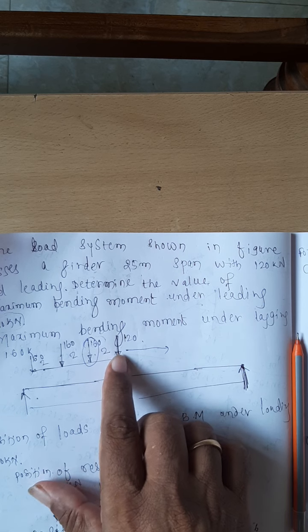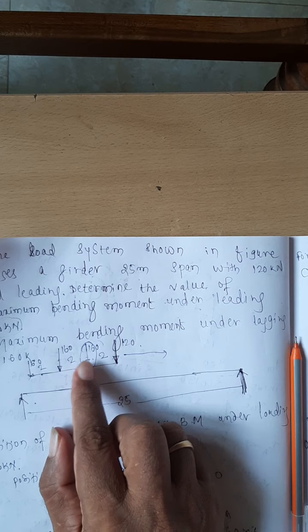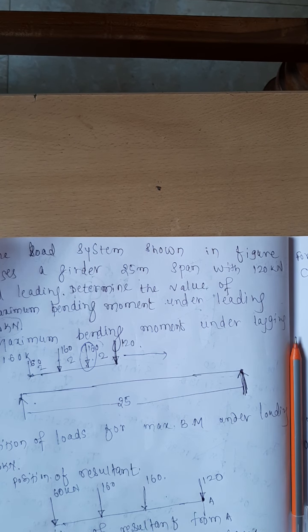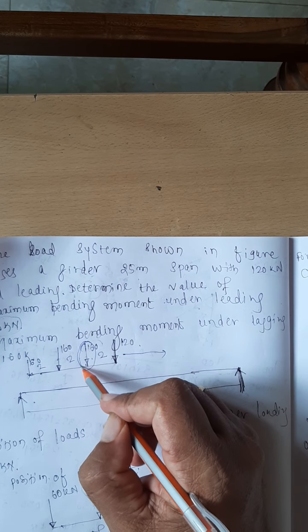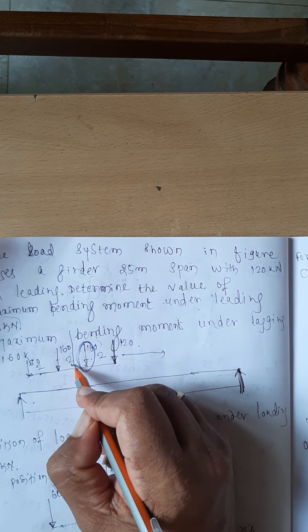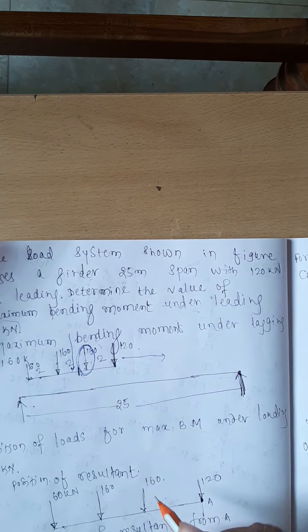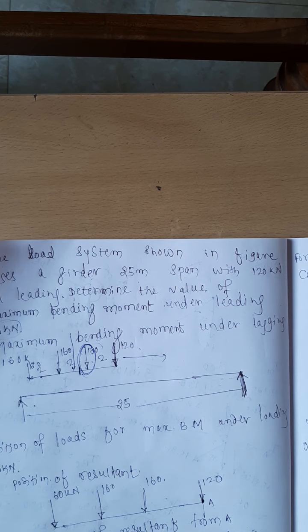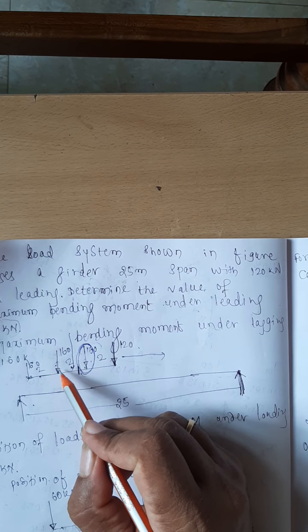First, you calculate the center of gravity of this load, where exactly the resultant is acting. Then you need to find the center point between that resultant and the load. Under 120 kilonewton means you calculate the resultant position of the load, and whatever the center point is, this center point must be kept at the center of the beam to get the maximum bending moment under the 160 kilonewton.